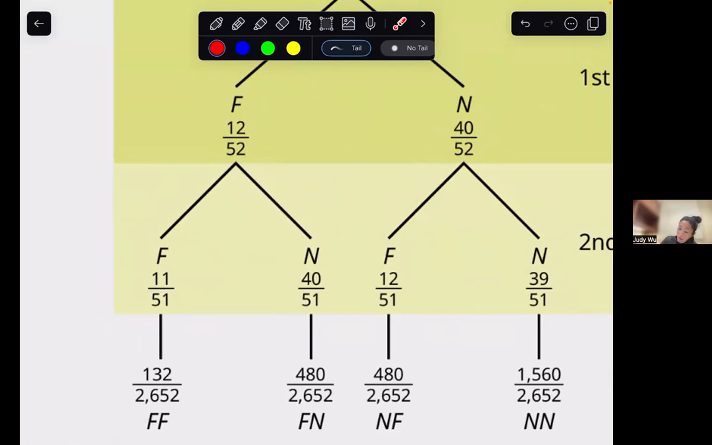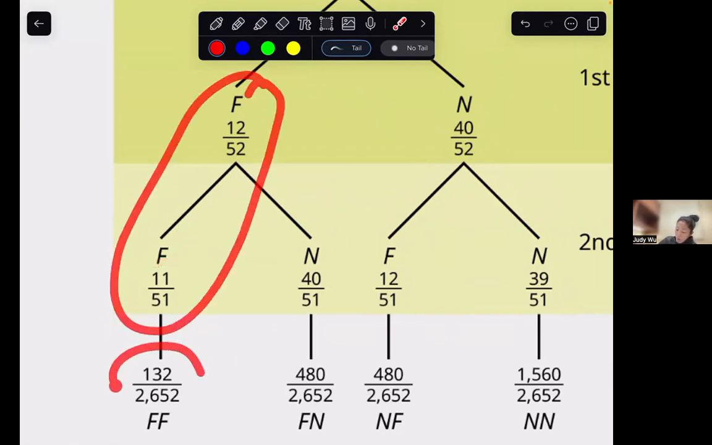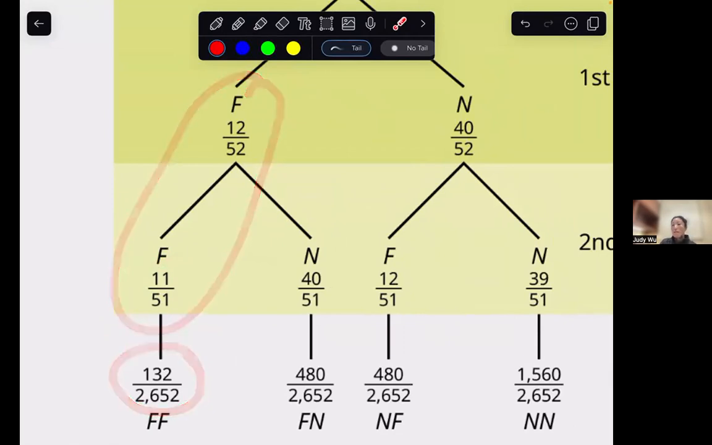And so our probability of getting a face card a second time is 11 out of 51 because we already took out a face card and we already took out a card, so 11 instead of 12 and 51 instead of 52. And because we're drawing both of them, we multiply them together to get that probability of drawing a face card and then a face card, okay?